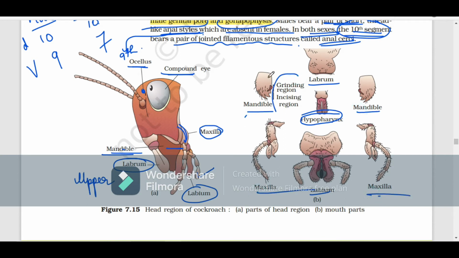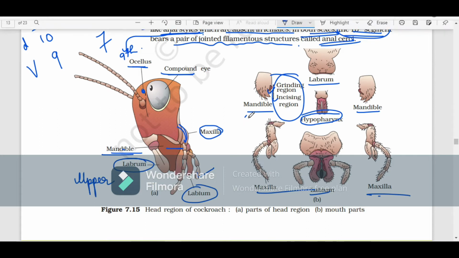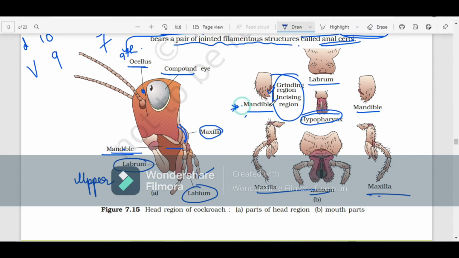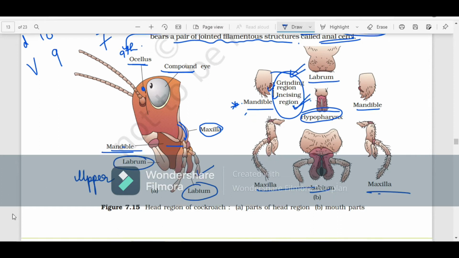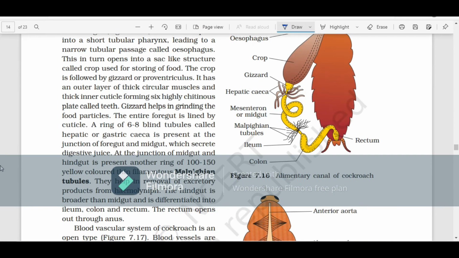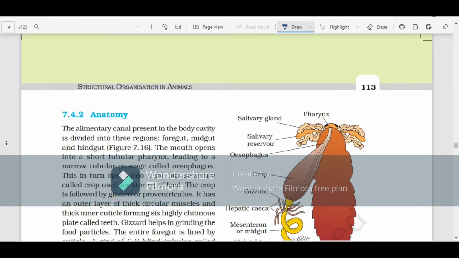These points are also important to note. There's an incising and a grinding region. Is it found in the mandible, maxillae, labrum or labium? It's found in the mandible, the grinding and incising region. Okay, so let's move to the anatomy of cockroach.